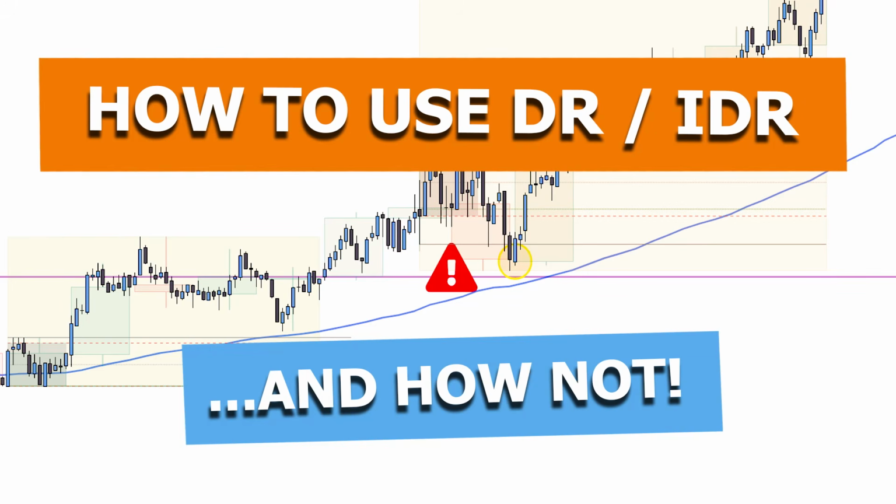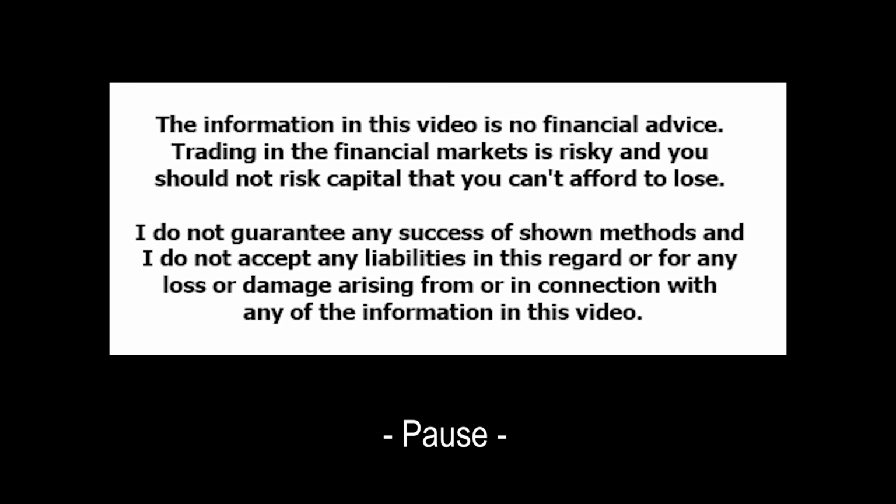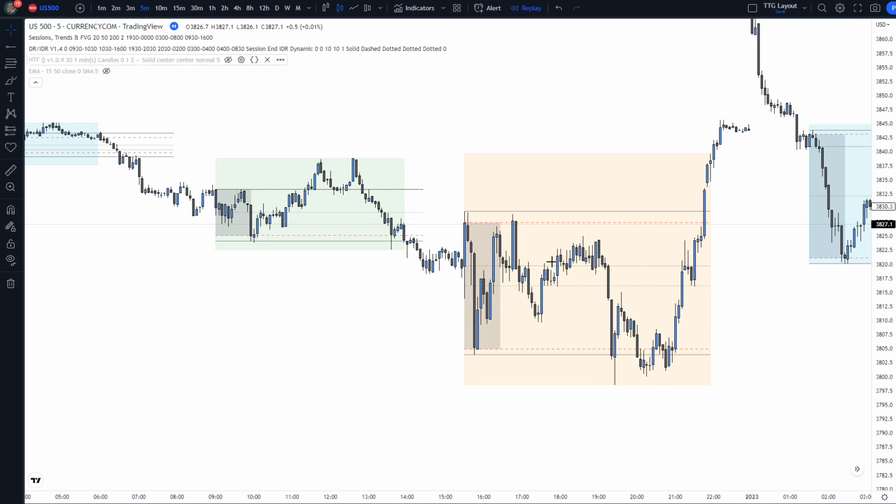Hello traders, today I want to show you how I use the defining range from the master as a confluence and confirmation for my trades. We can start with a simple example here, 5 minutes chart of US 500.